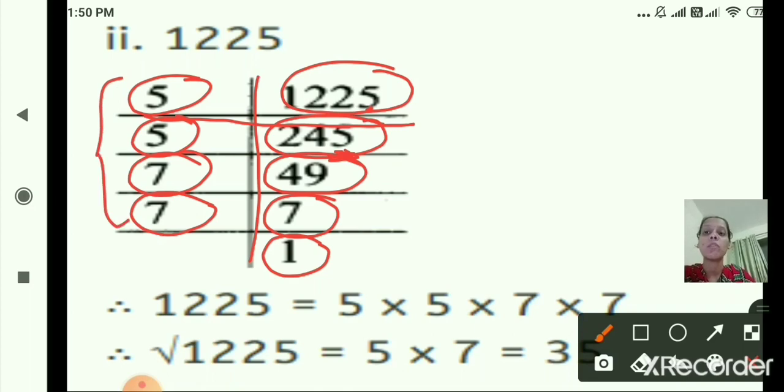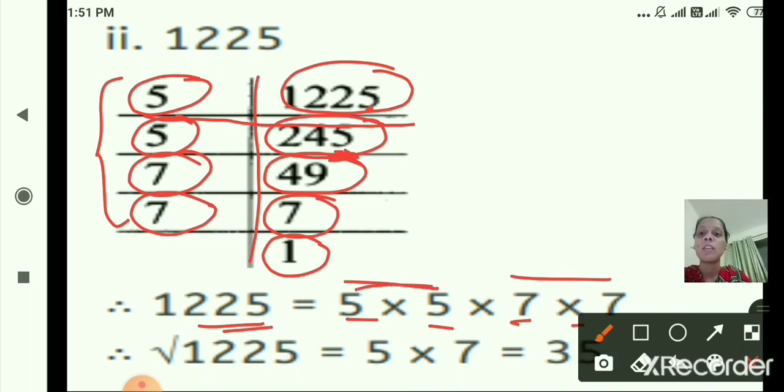So you will write down the number 1225 is equal to, write down all the prime factors. 5 multiplied by 5 multiplied by 7 multiplied by 7. Now you will pair the equal factors. This is the first pair, this is the second pair. Now from each pair you will take one factor.